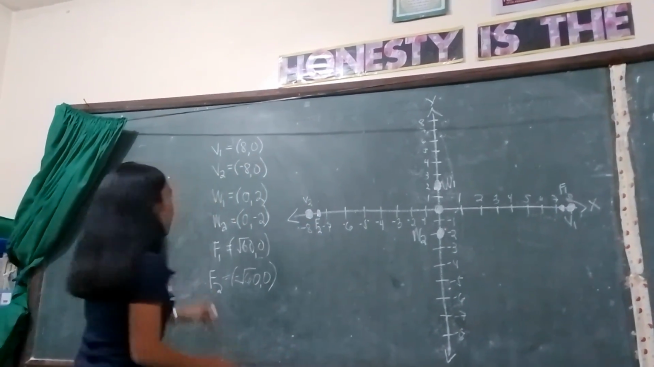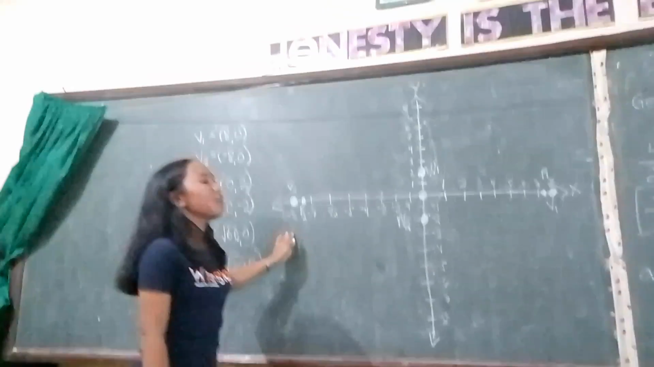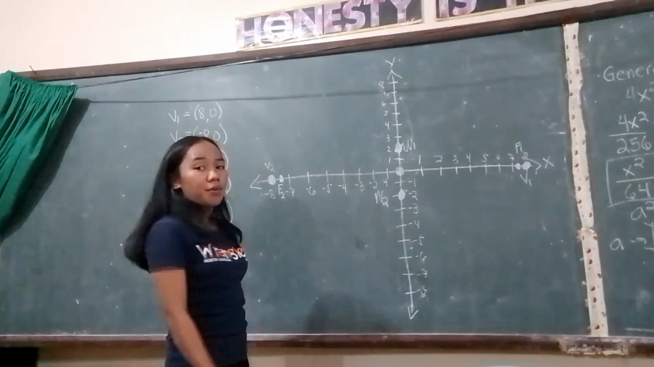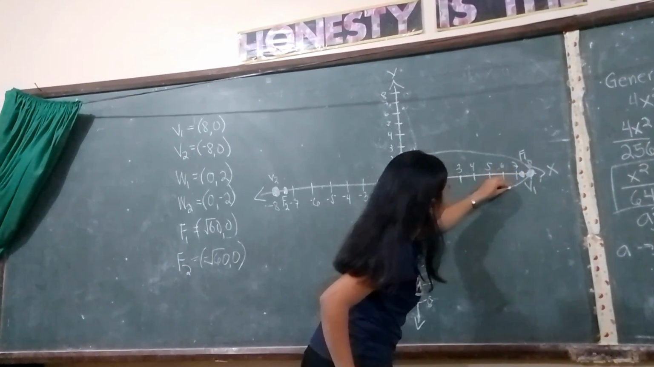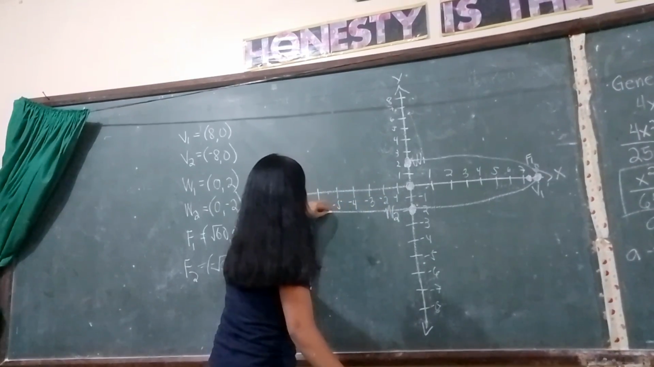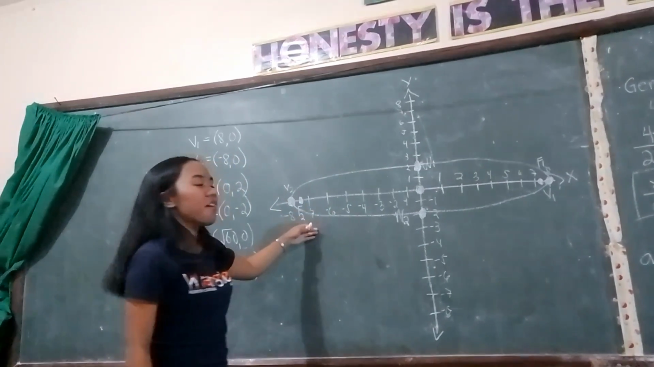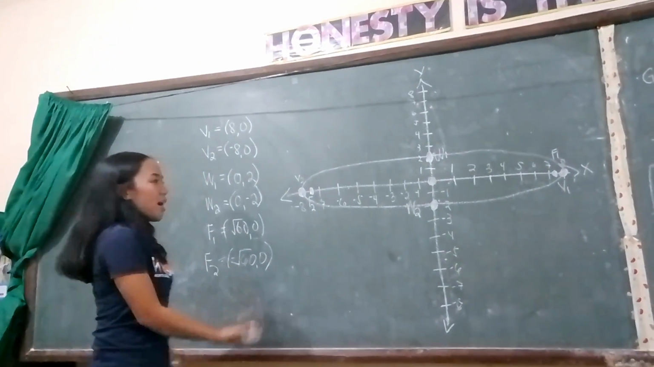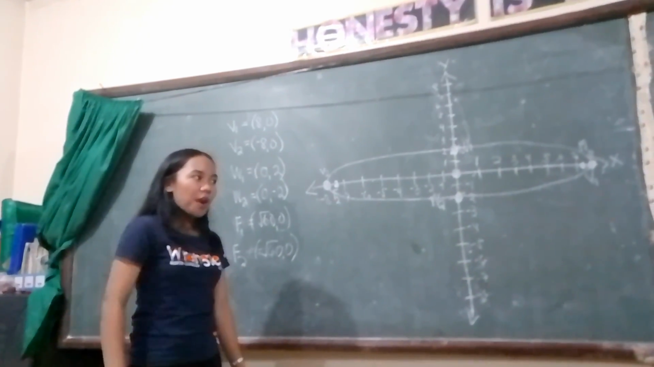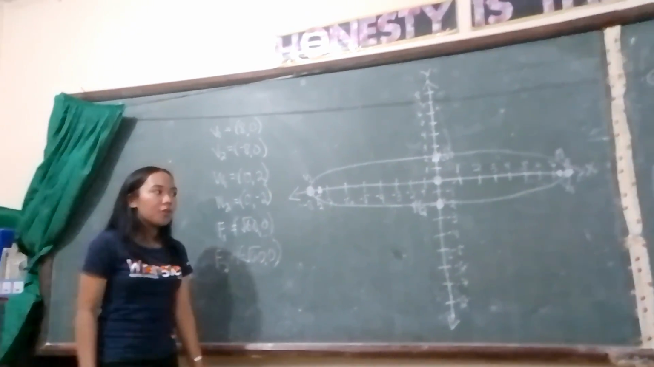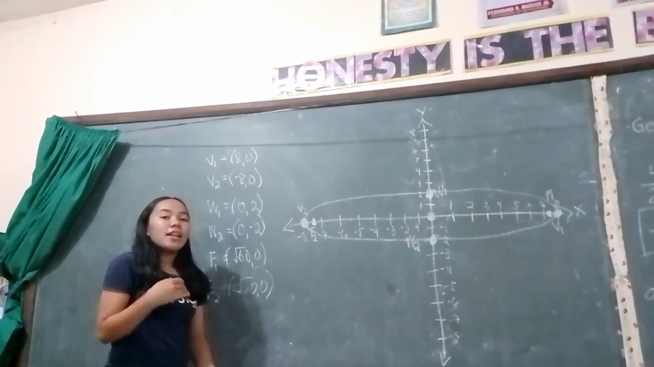Okay, so we plot those values or coordinates, and all we have to do now is to graph our ellipse. So we have here, and there you go. Here is our graph of the ellipse in a coordinate system in the standard form x squared all over 64 plus y squared all over 4 is equal to 1. Let's have another example.